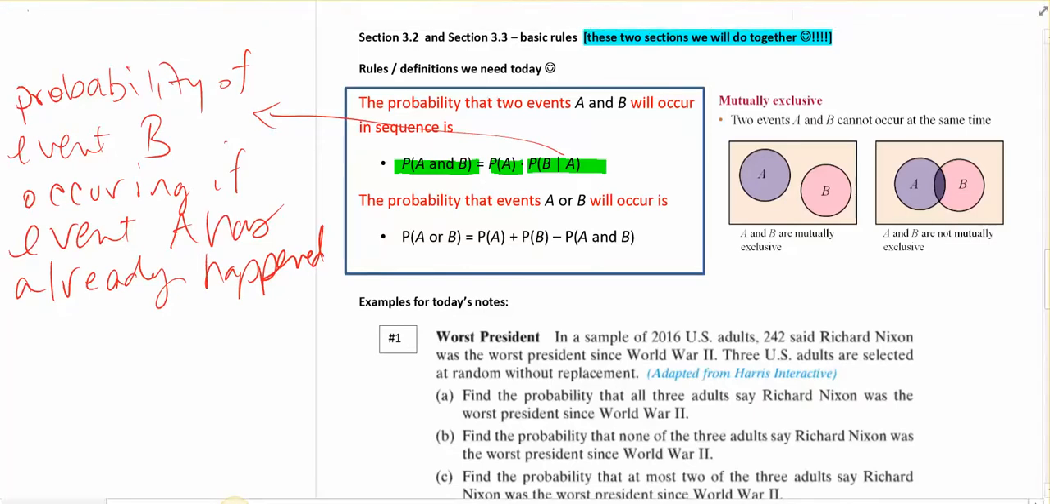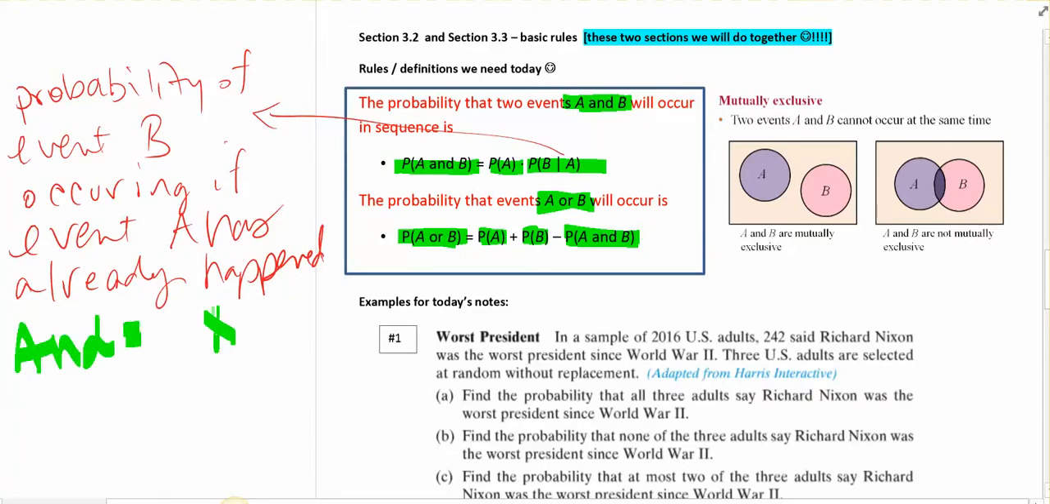The second rule I have listed is the probability of "or." So here we have "and," here we have "or." The probability of A or B happening is the probability of A plus the probability of B minus the probability that both would happen. So try to keep this in mind. And is multiplication and or is addition. That should help a little bit. Okay, now let's move through these.